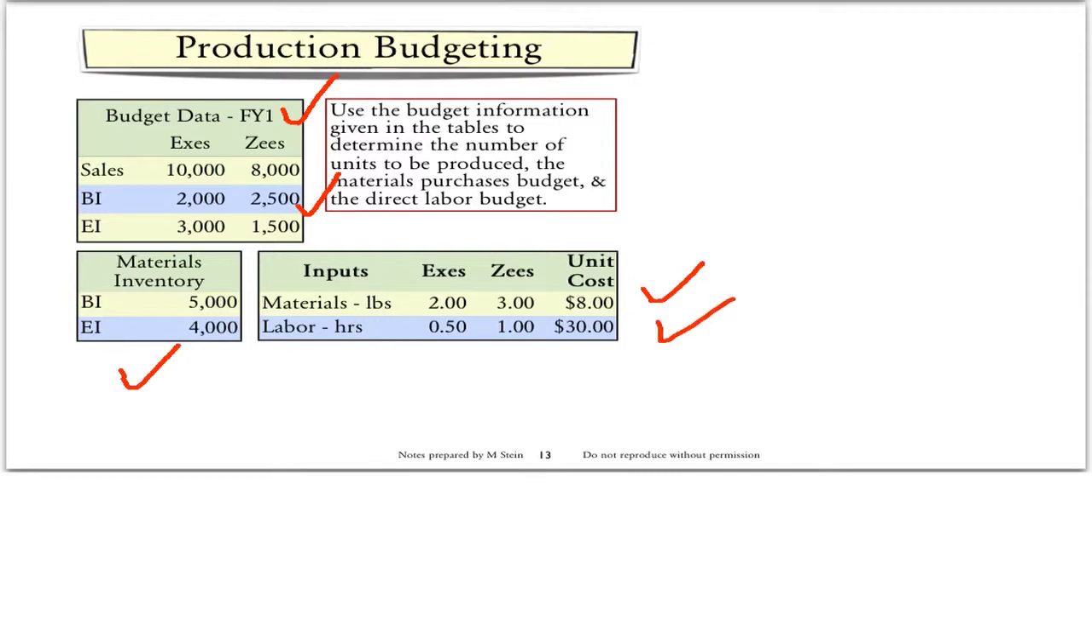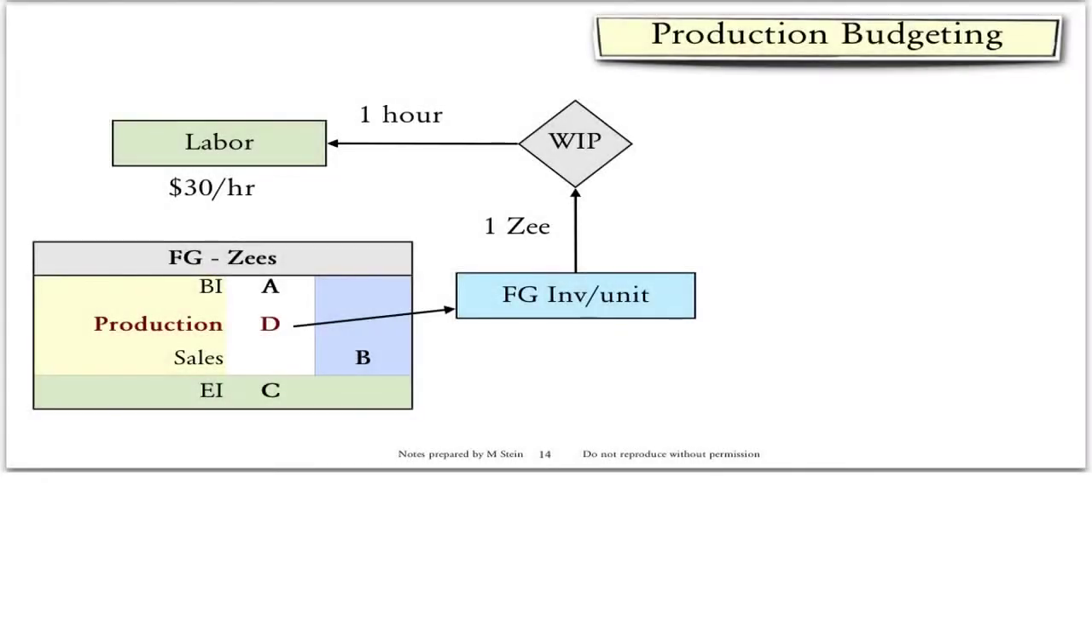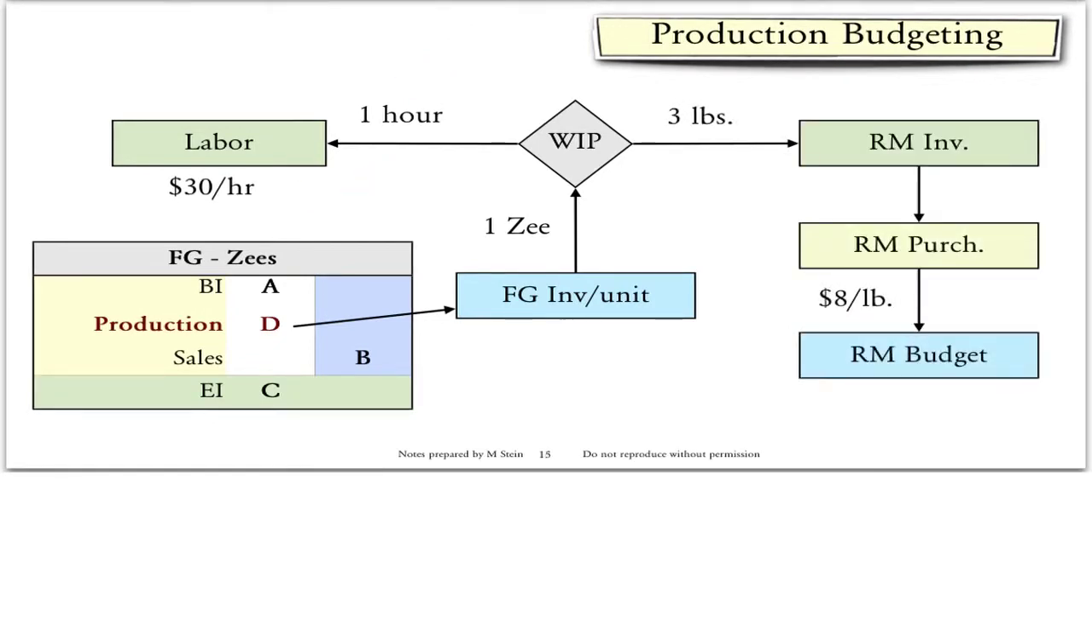Now, budgets tend to go from the top down, and we will work through this analysis. Let's consider what has to happen if we're going to produce 1 unit of a product called Z's. Well, that unit has to come from somewhere. It comes from work in process. And according to our data, in order to make 1 Z, we're going to need 1 hour of labor, and that labor is going to cost us $30. The Z is also going to require 3 pounds of materials, and those materials are going to come from the raw materials inventory.